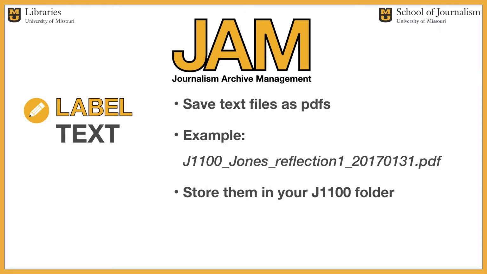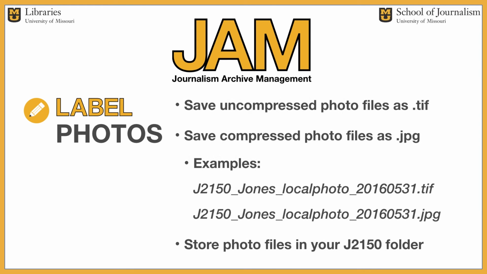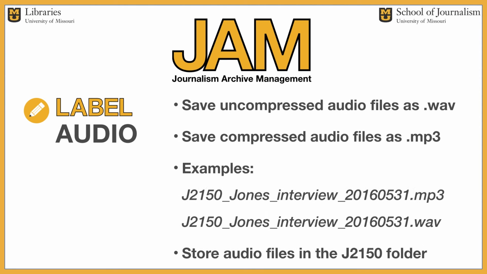Saving text files as PDFs will make it easier to open them later, since text editing software often changes and can become obsolete. Photo files can be saved as either TIFF or JPEG. You may want to save your very best images as TIFFs since they're higher quality, but they'll take up more storage. JPEGs are compressed and thus will use less disk space, but they do sacrifice some image fidelity. Likewise, MP3 compresses audio content in order to save room on your hard drive. WAV files are higher quality but take up more space.